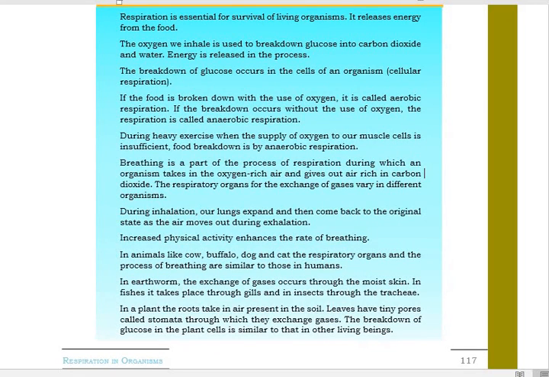In plants, the root takes in air present in the soil. Leaves have tiny holes called stomata, through which the exchange of gases takes place. The breakdown of glucose in the plant cells is similar to that of other living cells. So the whole chapter and the main points I have explained.